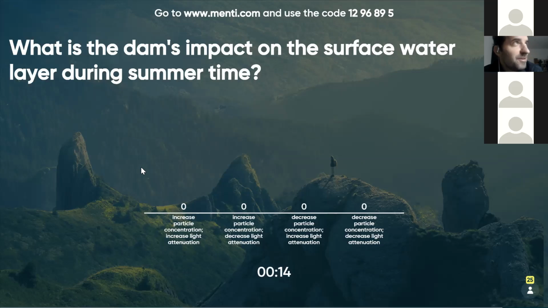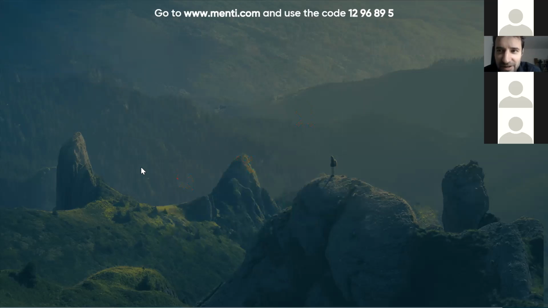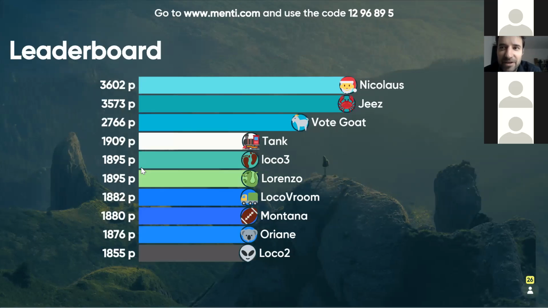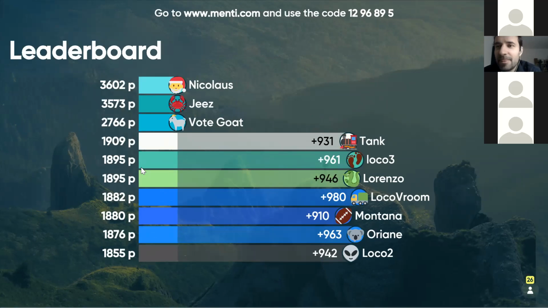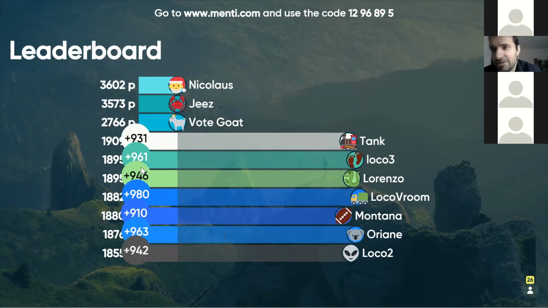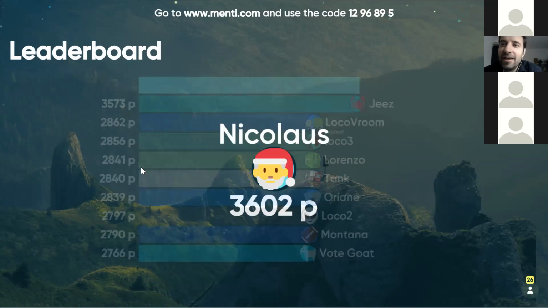read very carefully. During summertime, a lot of the turbidity is held back in the reservoir. So of course it is decreased particle concentration, and this also decreases the light attenuation. So in principle, due to the hydropower operation during summertime, the lake becomes less turbid, which decreases the light attenuation and increases the phytoplankton.